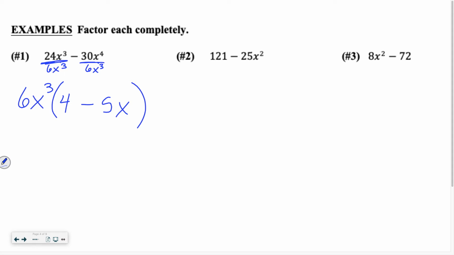And then if we check in the parentheses, we cannot factor that anymore. So this is as far as we go. 6x to the third times 4 minus 5x.